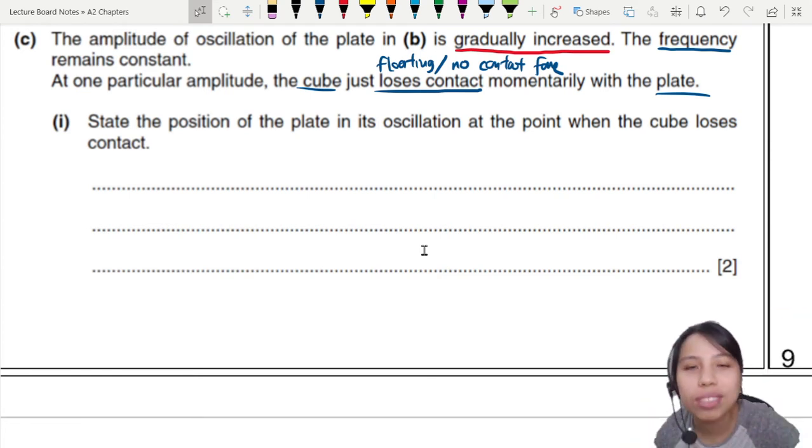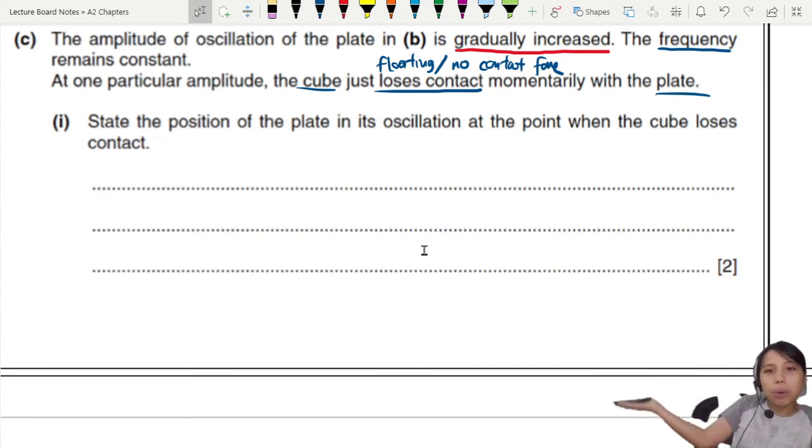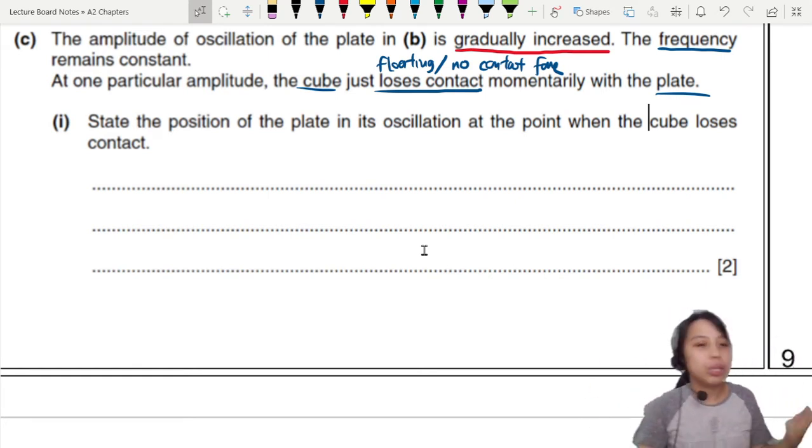Don't drop your phone, be sensible. Don't just keep oscillating. When you feel your phone start to fly off from your hand, that's what I mean by lose contact. It gets bigger, bigger, it floats. So where does that happen? When your phone is at the lowest, or when your phone is at the highest? When you oscillate your hand up and down, when does the phone start to float? Try it out and you will know the answer already.